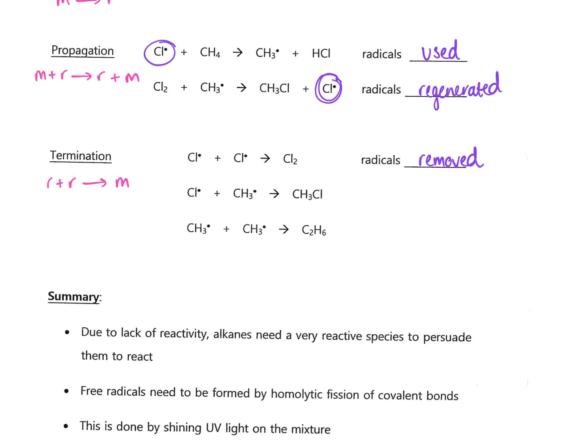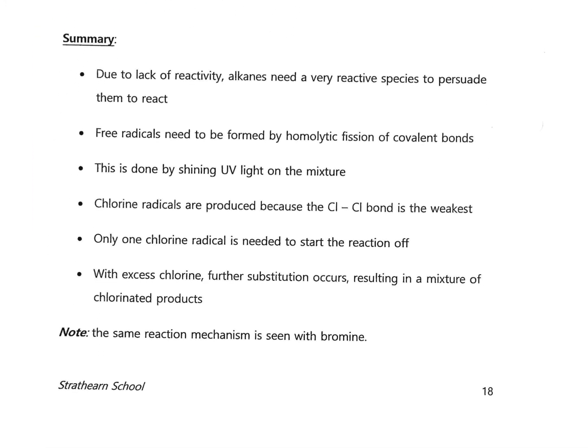So down at the bottom of page 18, you have a summary of this type of reaction, starting with explaining that because of the lack of reactivity of alkanes, they need a specific set of conditions and a very reactive species called a radical to persuade them to react. And you can read through the rest of that. It's just a summary of the reaction. And just to say then at the bottom, you could also be asked for the bromination of methane, and it's just exactly the same mechanism, but just with bromine.